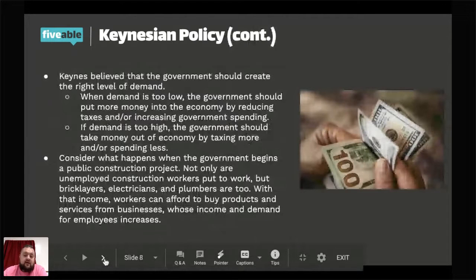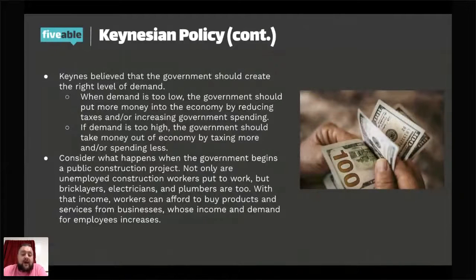So how do we do that? So Keynes basically believed that the government should kind of create the right level of demand.